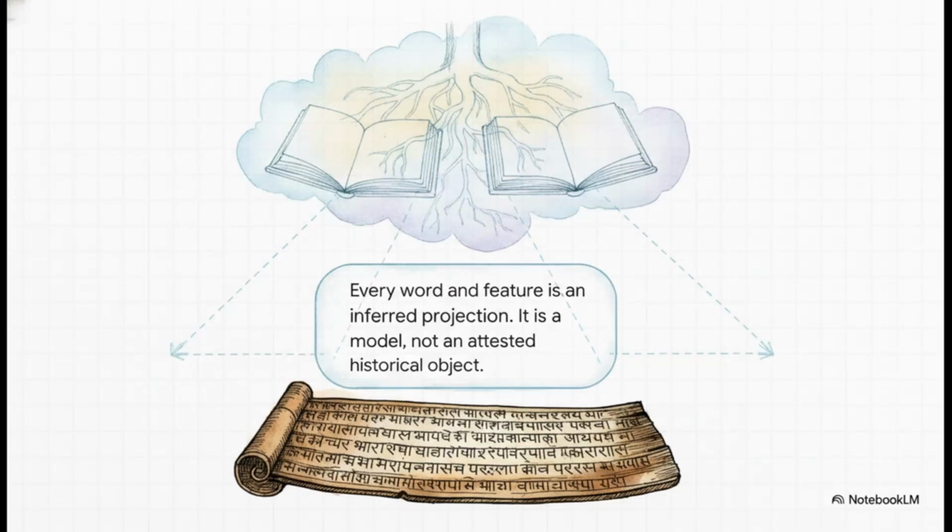So the crucial takeaway here is that every single word, sound, and grammatical feature attributed to these ancestral languages is simply an inferred projection. We're trying to explain the origins of an incredibly well-documented language, Sanskrit, using a root that is completely unobservable. It's a theoretical model. It's not an attested historical object.